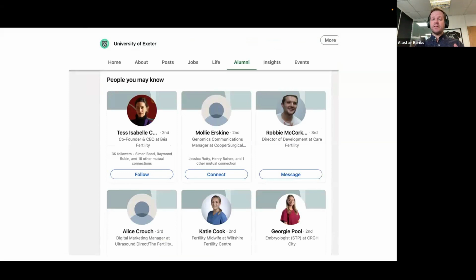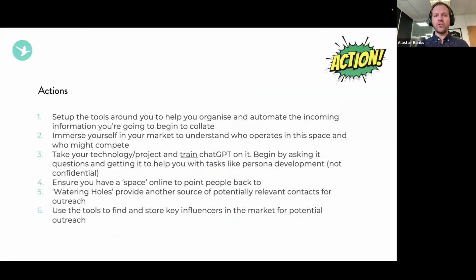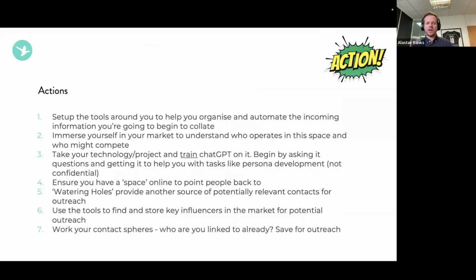So that's a great place to start. If you want conversations with people that have been linked to the university, then you can search that using LinkedIn. Loads of people don't even know that exists. So work out those contact spheres and who you're linked to.